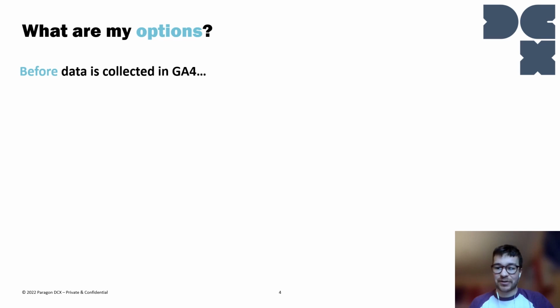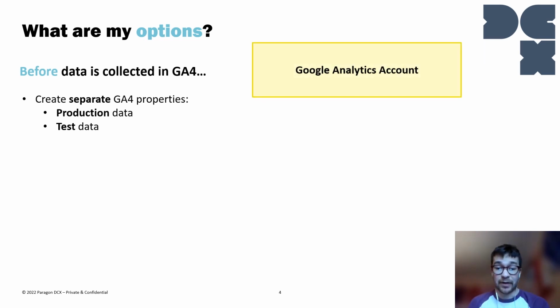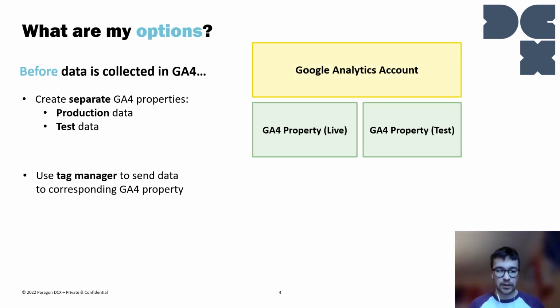So what options do you have? These can be split into two categories. Firstly, what you can do before data is collected in GA4 properties. So you can actually create separate GA4 properties within your Google Analytics account like you can with Universal Analytics properties. So for example, you could create one property to store your production data and another property to store your test data. That might look something like this.